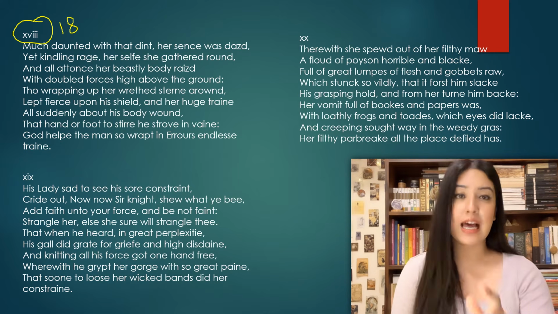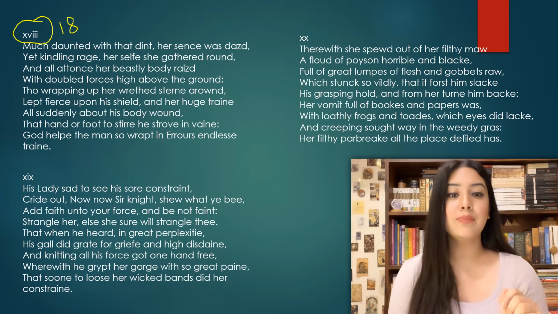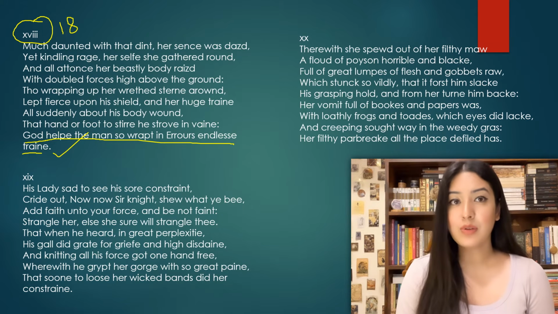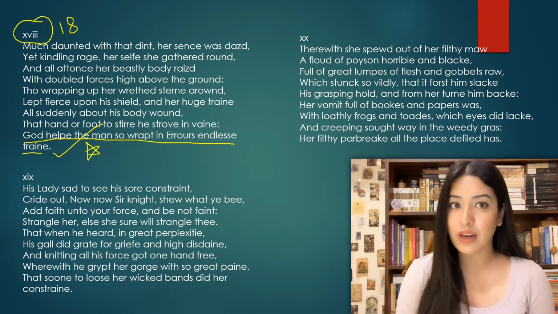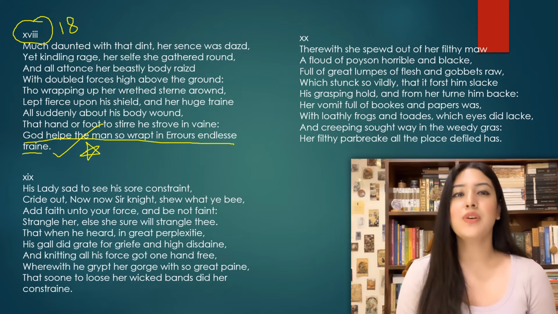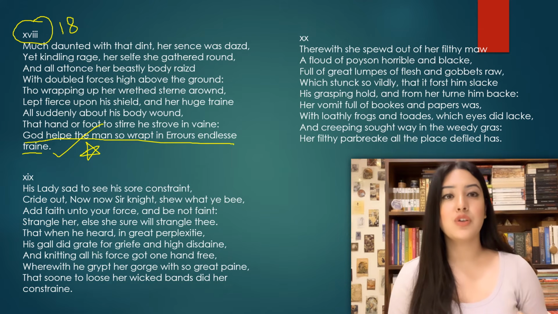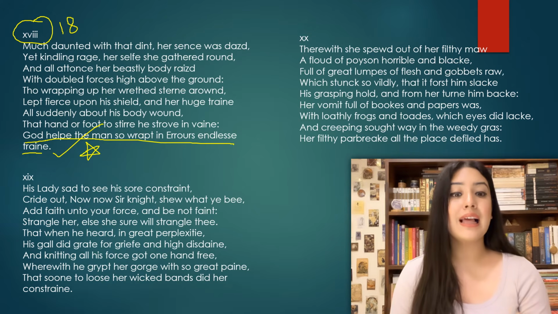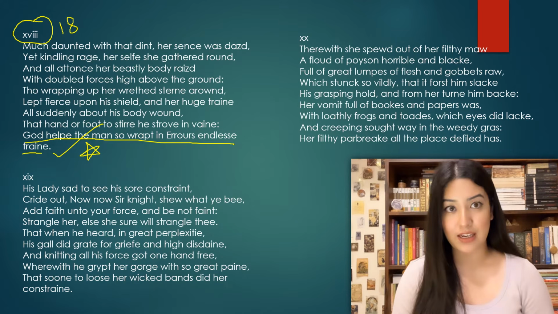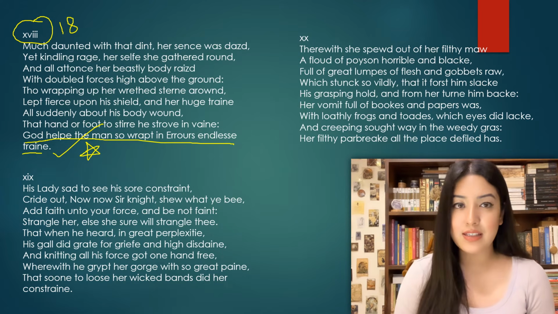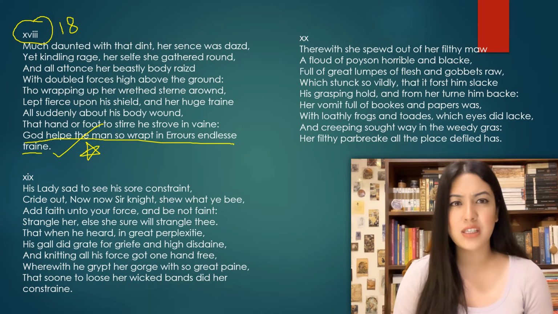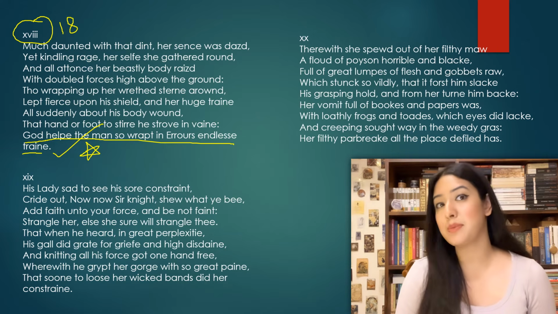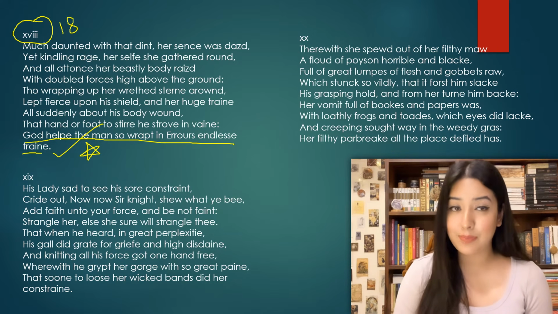What is important is this last line in stanza 18. God help the man so wrapped in error's endless train. Now, I've mentioned it before also that Spenser had said that his intention for the Faerie Queene was to moralize my song. So he's saying that I would want to convey a moral message, a moral lesson through the Faerie Queene. So this is one of them. God help the man so wrapped in error's endless train. That if a person continuously errs, if a person does not have any sense of judgment, is so ignorant and so in illusion and delusion also, that he keeps making mistakes, then God is the only one that can help him come out of it.